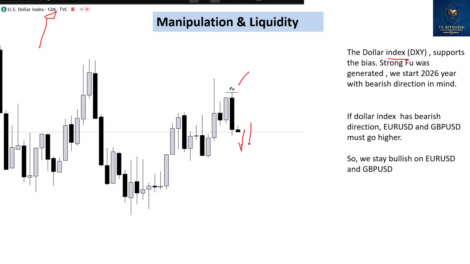This time the dollar index is bearish. So if the dollar index is bearish, EUR/USD is bullish, GBP/USD is bullish. If you trade other pairs like USD/CHF or USD/CAD, you have to know that they are going to be bearish too. Since the dollar is the quote currency here, we expect that EUR/USD and GBP/USD are going to go higher because the dollar index is falling. So you start this year with a bearish mind on the dollar index.